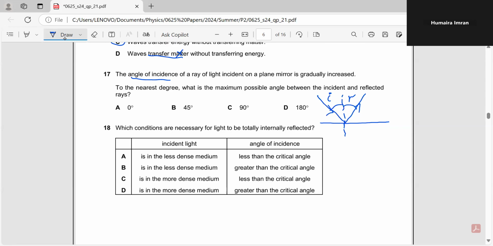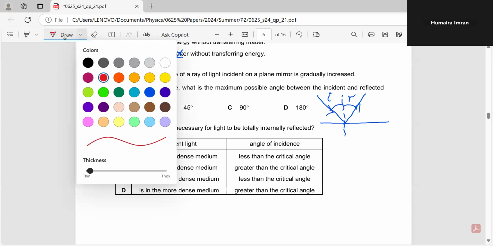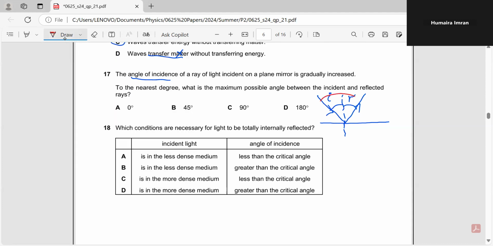To the nearest degree, what is the maximum possible angle between the incident and reflected ray? They want you to tell the maximum angle between these two rays, the incident ray and the reflected ray. So what should be the maximum possibility from here? It should not be zero, right? Because zero means that it is exactly on the normal.